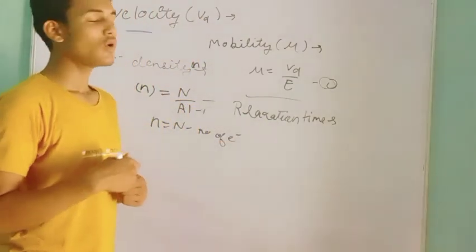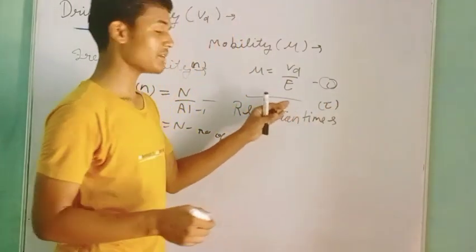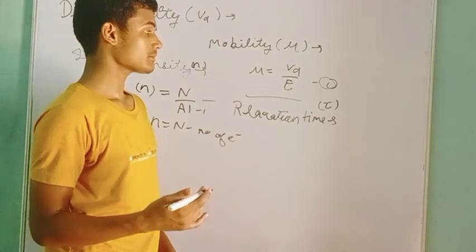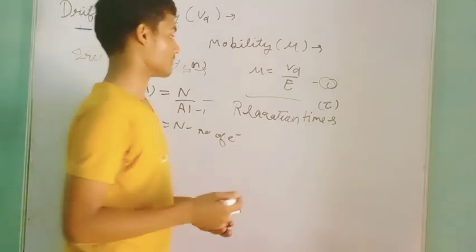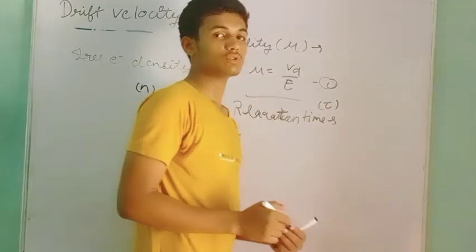There is no formula for it here. Further, we will derive the formula for relaxation time after some videos. It is denoted by tau. So that is our last topic.